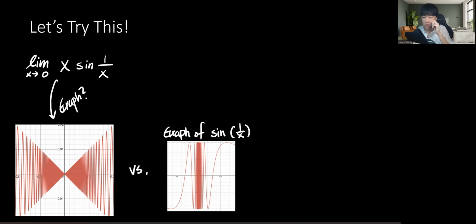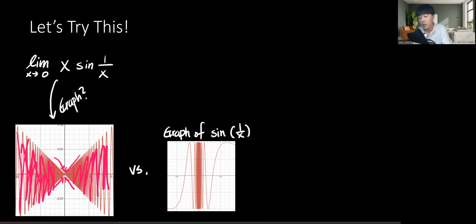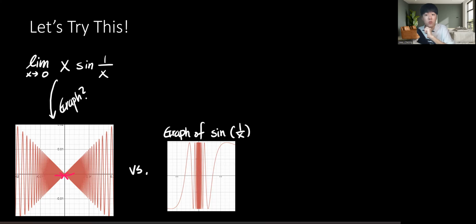Let's try to solve this using a graph. Right now, as you see, this is the graph of x times sine 1 over x. It looks like the graph is converging. The graph is actually going to 0, according to the graph. But it is oscillating crazy, oscillating a really large number of times. Even though it is oscillating infinitely, it looks like it is going to 0.